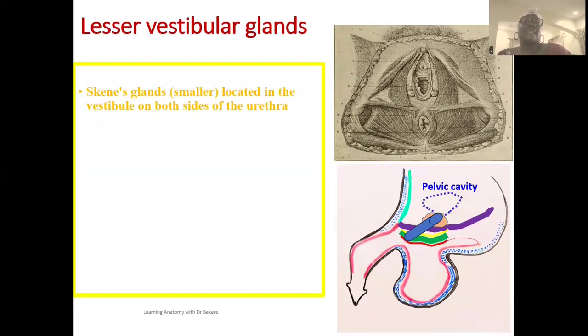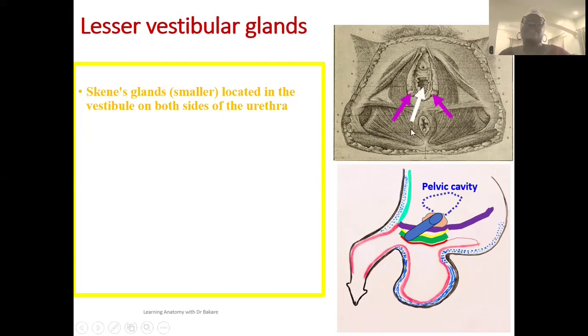It's located in the vestibule, and you see it on both sides of the opening of the urethra. If you look at this upper image, this is where we have the Bartholin's gland. We have two, one on the right and also the other on the left. And this is where we have the opening of the vaginal canal.